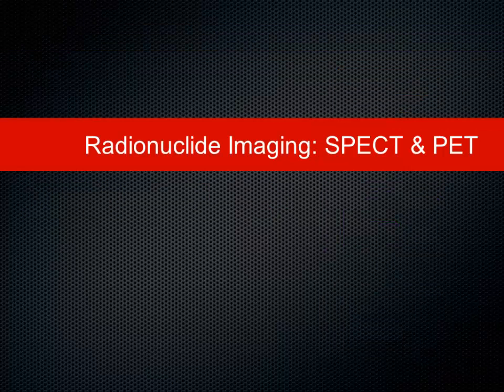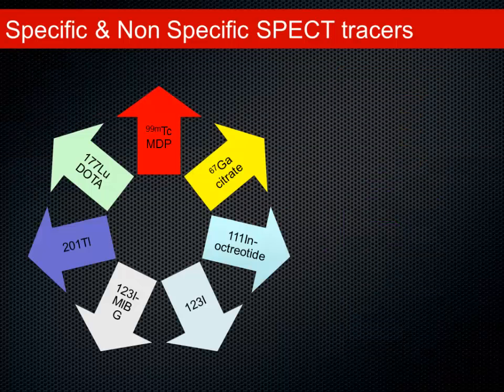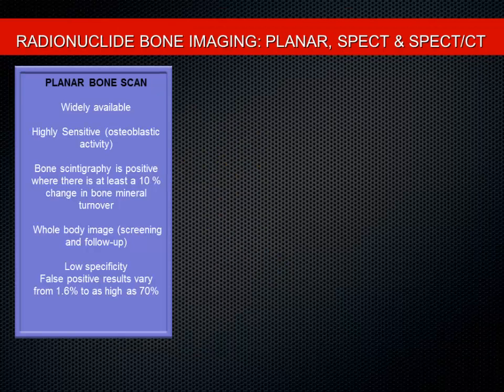Coming to radionuclide imaging, we have specific and non-specific radiotracers, but mostly I'll touch upon MDP, which has been used for the last 40 to 50 years. There is a wide lot of experience, and we know the biodistribution, normal variants, and artifacts related to bone imaging using MDP. It's widely available, it's highly sensitive, and all it requires is a mere 10% change in the bone mineral turnover. You can see a positive scan.